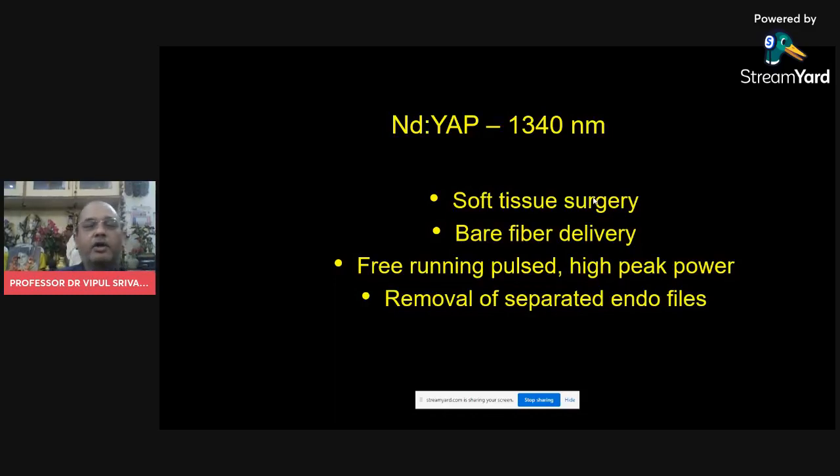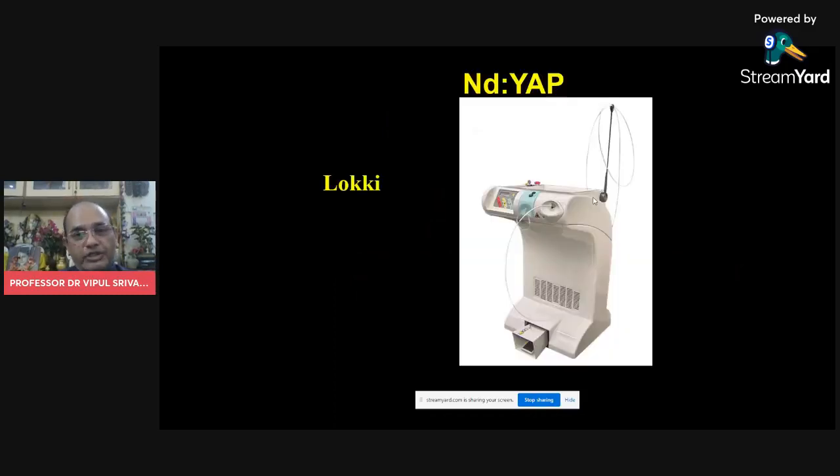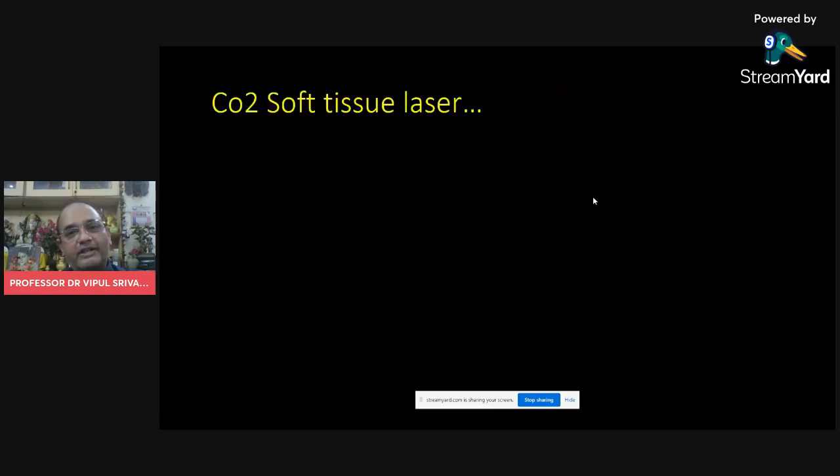A lot of research work is going on this particular method for removal of files. And like I told, it looks like a very futuristic design, but with a very high price. Again, they are not available in this part of the world. So this is a review of Nd:YAG.